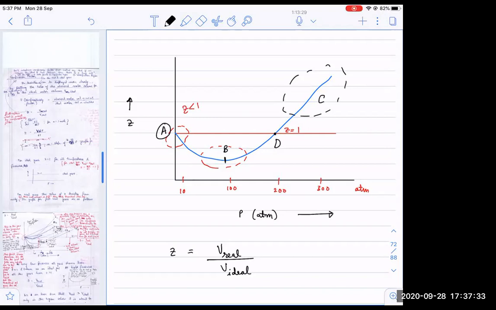Is it something to do with temperature? Temperature is constant throughout. When we are plotting Z versus P, temperature is taken to be constant.